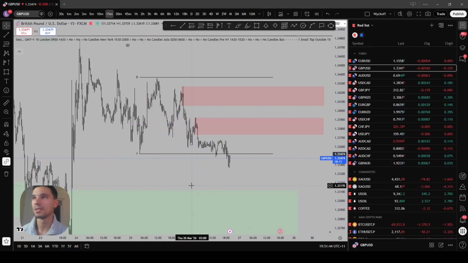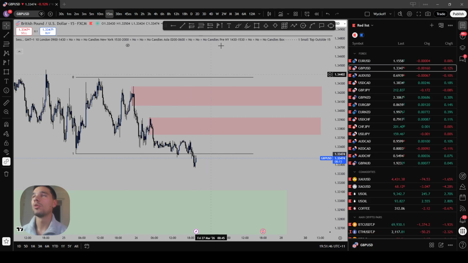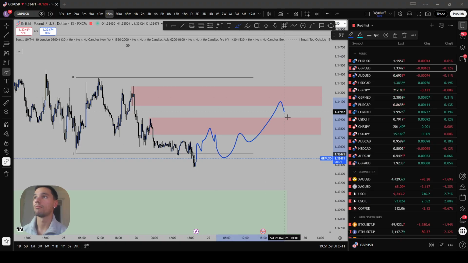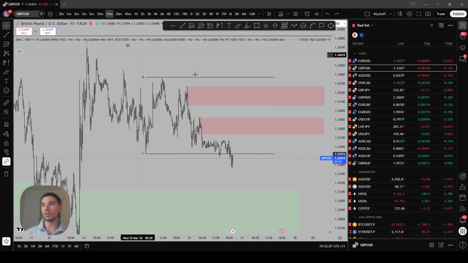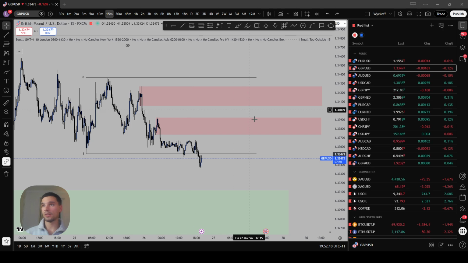But I would ideally at least like a mitigation of this first, and then come back down. Maybe this was an extreme liquidity level, then we can sweep this and come back up. Maybe a rejection here and then finish up. So that is what I would like to see here. I will just stay ready for this.